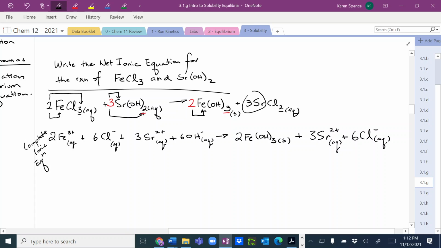What if we want our net ionic equation? What do we need to do? Get rid of our spectator ions. Who are the spectators?